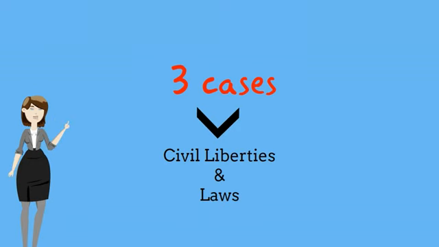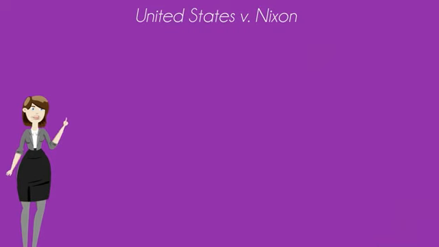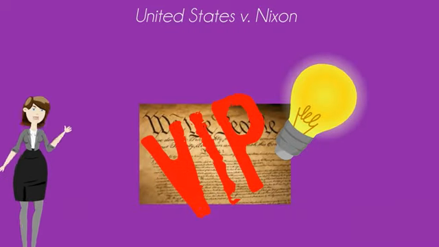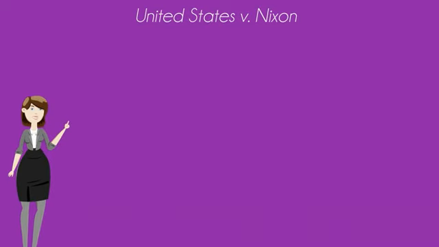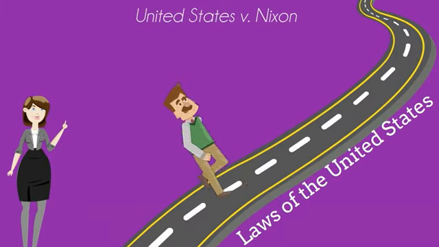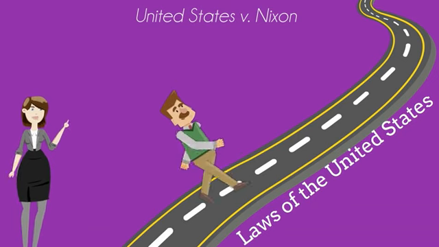The first case that we will look at is the United States v. Nixon. This case deals with one of the most important ideas of our Constitution, that everyone is equal in the eyes of the law. This means that even the president has to follow the same laws as every person living in the country, but it took a Supreme Court decision to make this clear.